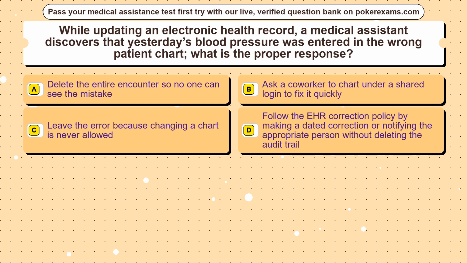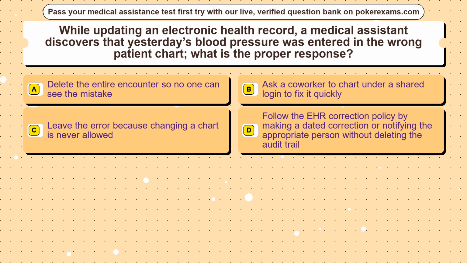Question 45. While updating an electronic health record, a medical assistant discovers that yesterday's blood pressure was entered in the wrong patient chart. What is the proper response? Option A, delete the entire encounter so no one can see the mistake. Option B, ask a coworker to chart under a shared login to fix it quickly. Option C, leave the error because changing a chart is never allowed. Option D, follow the error correction policy by making a dated correction or notifying the appropriate person without deleting the audit trail.